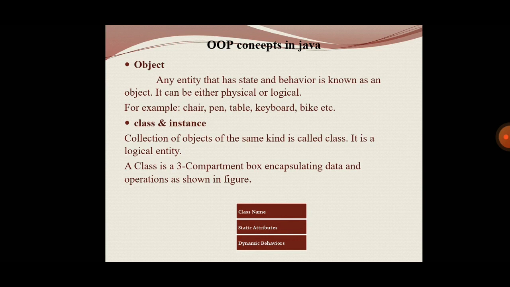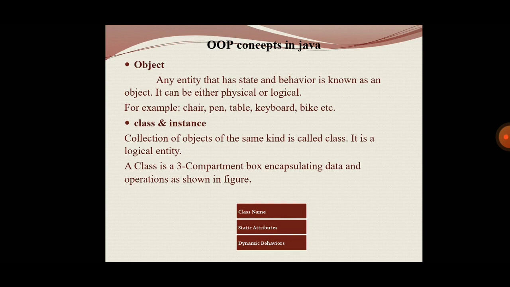First, let us say what we mean by object. An entity that has a state and behavior is known as an object. It can be either physical or logical. Examples of an object are chair, pen, table, keyboard, bike, etc.